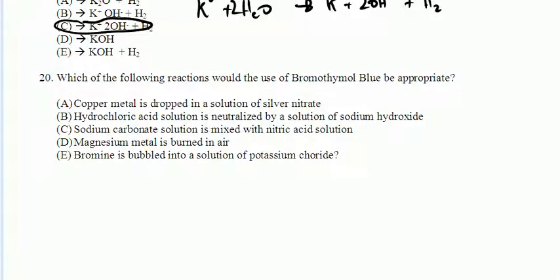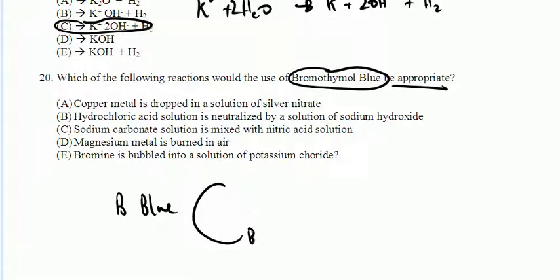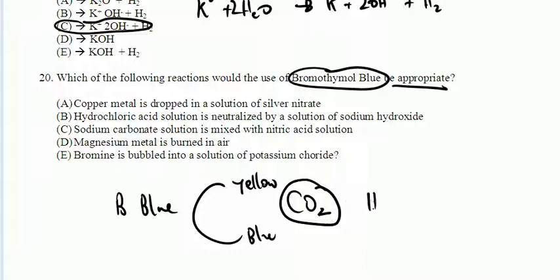Number 20, for which of the following would bromothymol blue be appropriate? So bromothymol blue turns from blue to yellow in the presence of what? You got it, carbon dioxide. So I'm looking for the reaction that produces carbon dioxide. I know that I get that when I take something with H+ or acids and I react it with something that has CO3 2-, which is carbonates. So I'm looking for the word acid and carbonate.